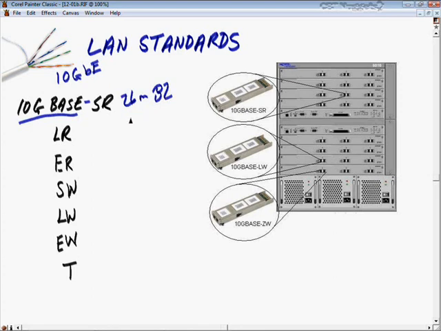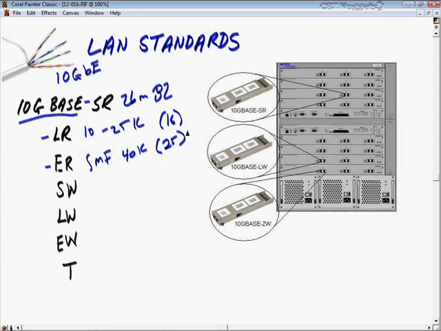Now, 10G base LR, this is long range. This uses single mode fiber, and this can go from 10 kilometers or about 6 miles all the way up to 25 kilometers, or 16 miles with no data loss. 10G base ER is extended range. This uses single mode fiber, or SMF, with a reach of up to 40 kilometers or 25 miles.